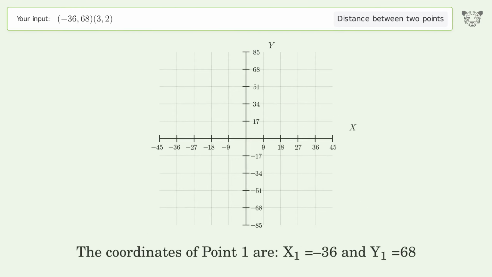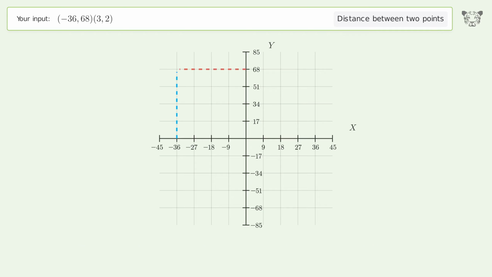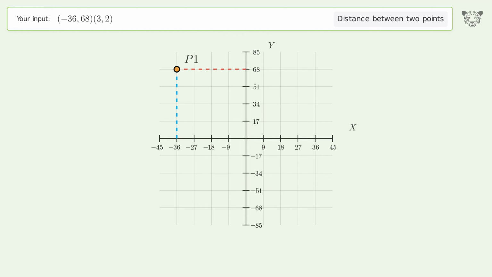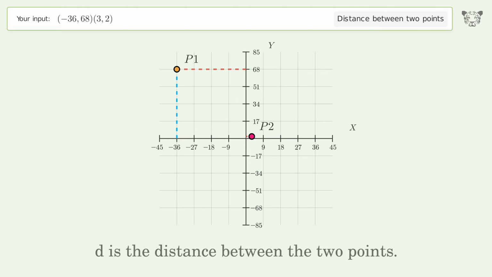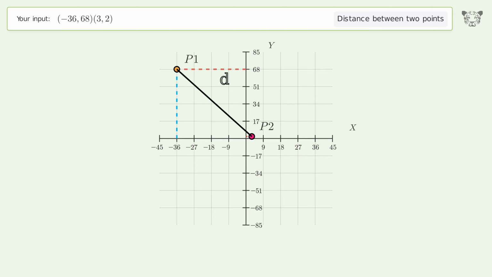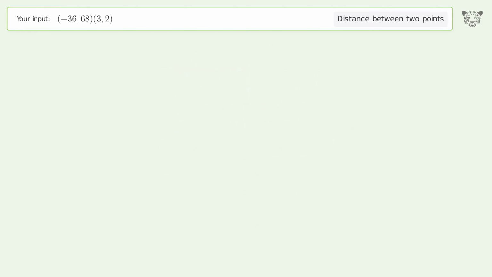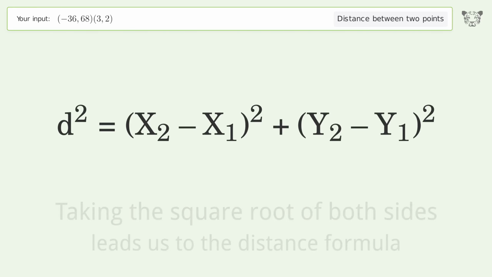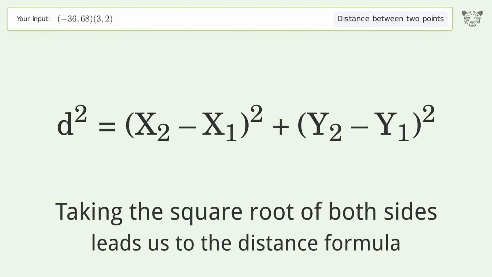The coordinates of point 1 are x1 equals -36 and y1 equals 68. The coordinates of point 2 are x2 equals 3 and y2 equals 2. D is the distance between the 2 points. The Pythagorean theorem tells us that taking the square root of both sides leads us to the distance formula.